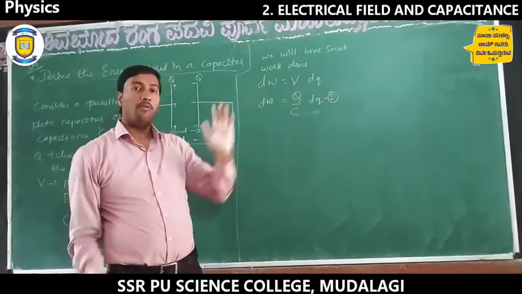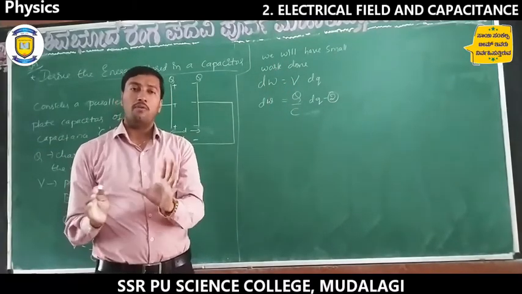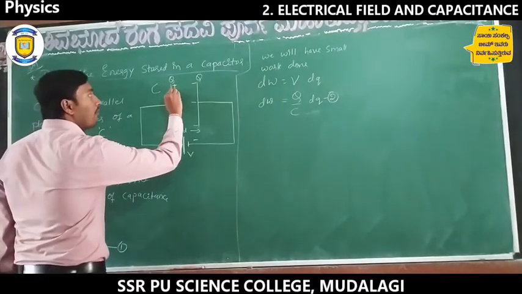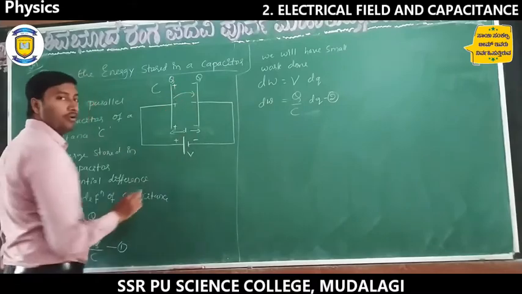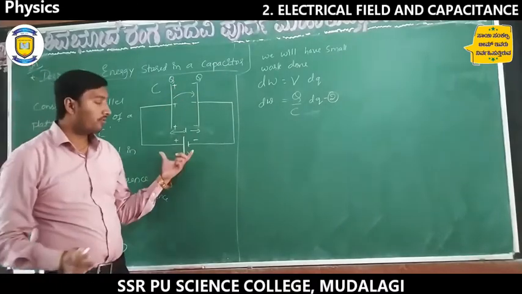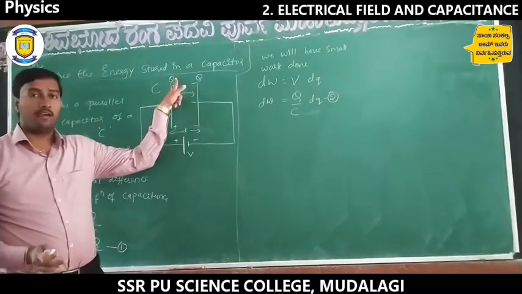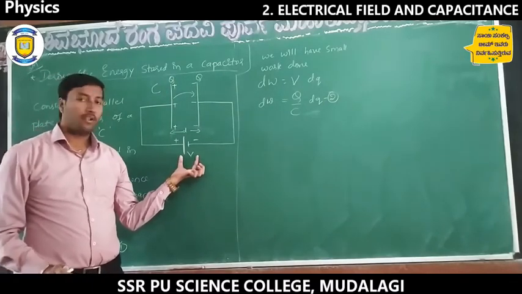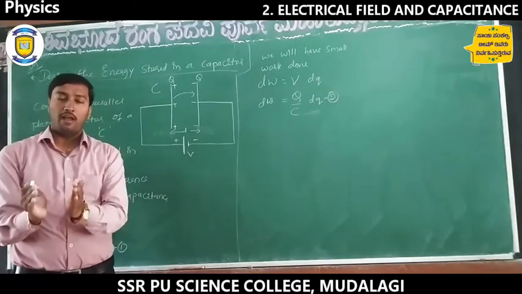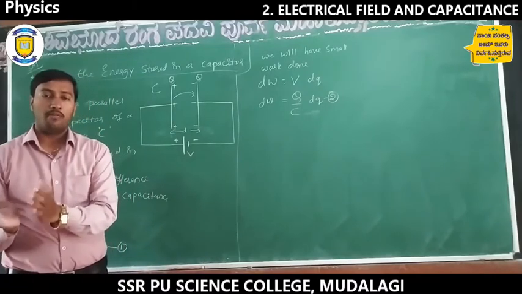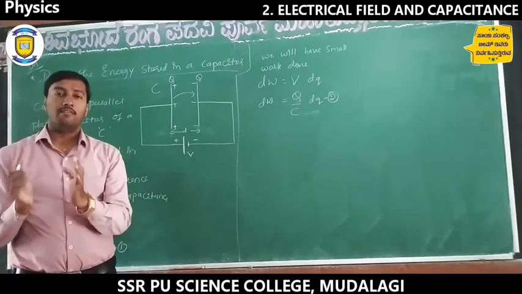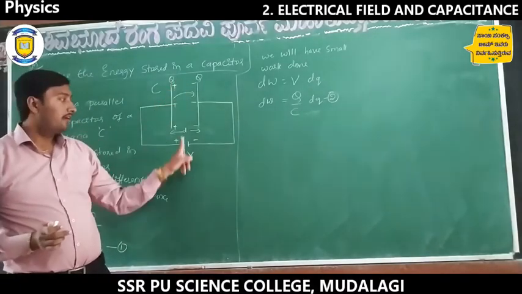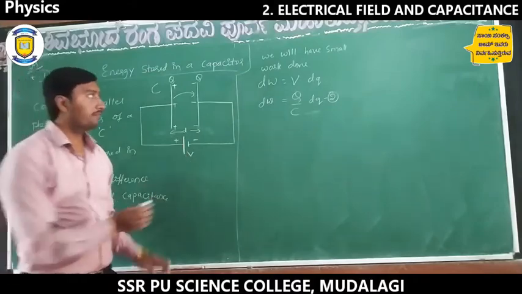We'll have the total work done to transfer the total charge from one plate to another plate. So the total charge is stored. Q is the total charge stored in the capacitor from the potential difference V.